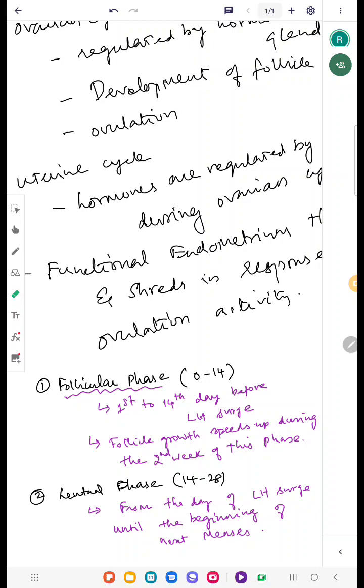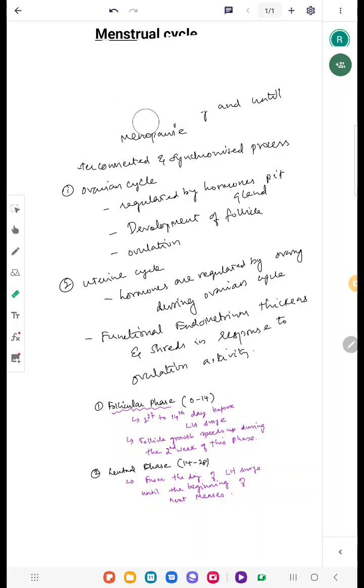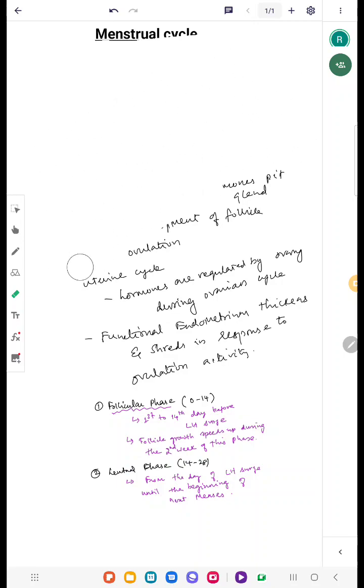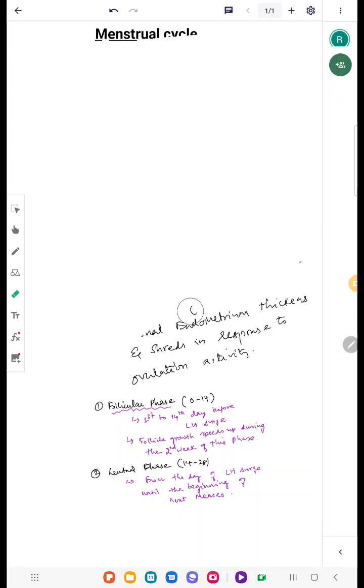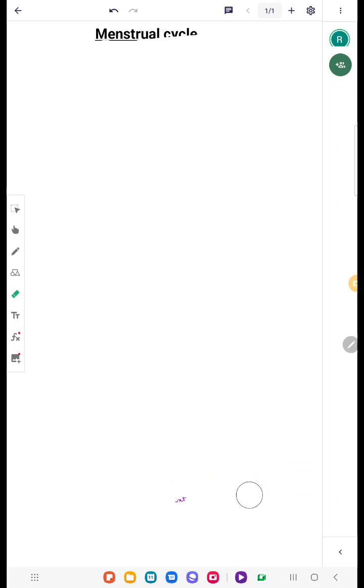So now speaking about the hormones which are responsible, we'll start with the hypothalamus. As we know already, GnRH is secreted by the hypothalamus. This GnRH stimulates the anterior pituitary gland to secrete follicle stimulating hormone as well as luteinizing hormone. And this is responsible for the production of hormones such as estrogen and progesterone in the female reproductive organs.